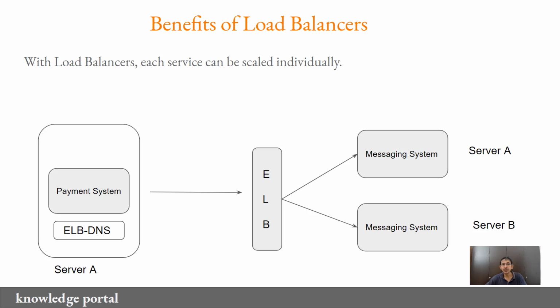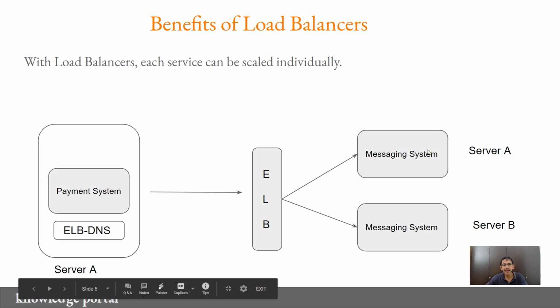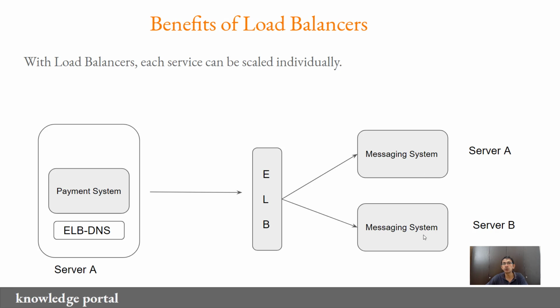Now, there are many advantages of using a load balancer. One example here is that each service can be scaled individually. So if you have an ELB here, you can go ahead and scale the messaging system. You know that tomorrow there is going to be a huge amount of load, so you can start 10 messaging system servers here. So you have server A, server B, server C and so on. And all the payment system needs to do is forward to the ELB of the messaging system. The ELB will in turn take care of how it needs to forward the request to the appropriate healthy messaging system service here.